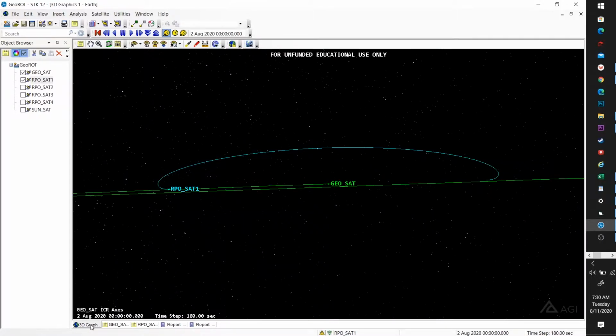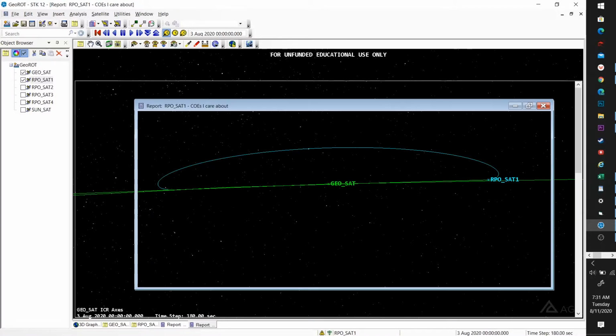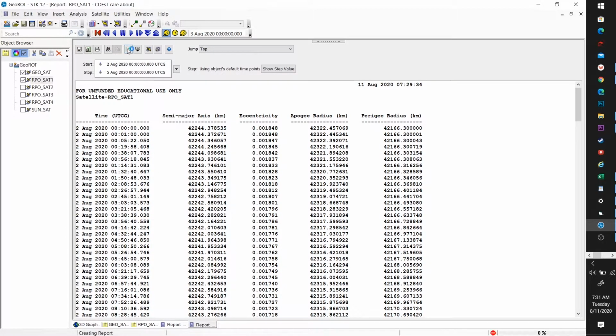All right, so now what you can see is a 2 degree per day drift. And we can pretty much see that it's 2 degrees because this is 1 degree here and pretty much 1 degree in the other direction. So now if we go 24 hours, we've moved 2 degrees, sure enough. And we can go back to the COEs. We just increased our semi-major axis by another 78 kilometers.